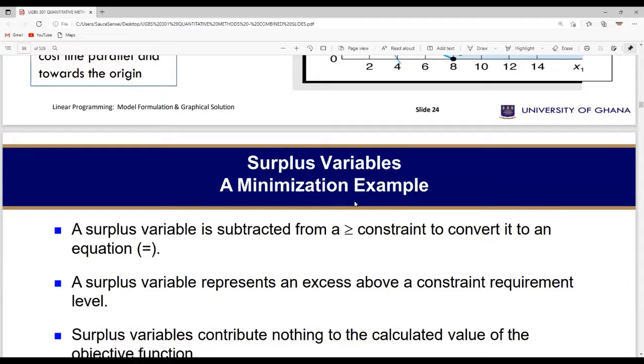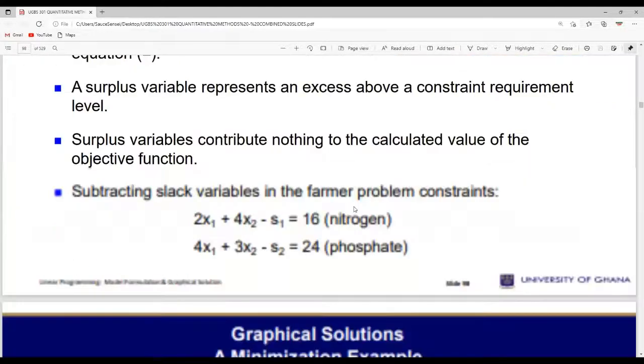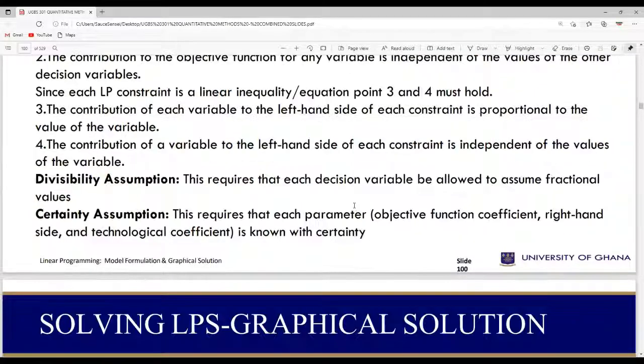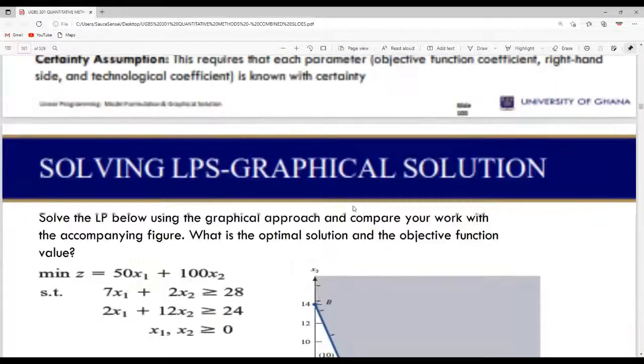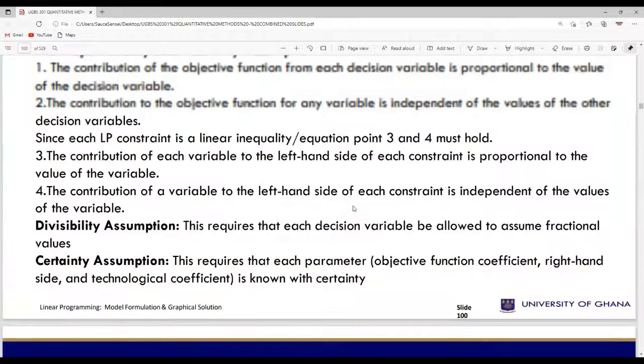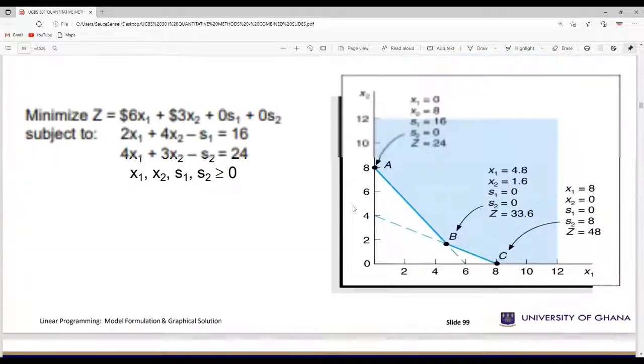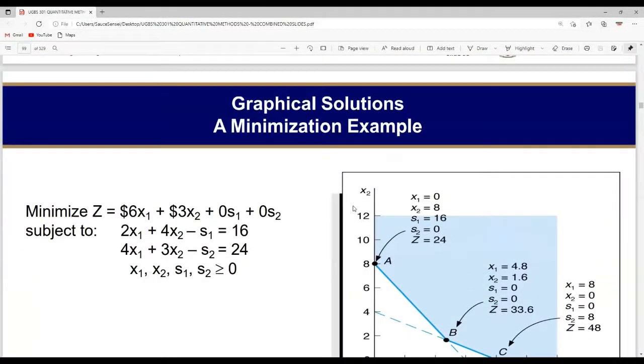Then you solve for it. If it is a maximization question, you pick the highest value. That will be your answer. If it is a minimization question, you pick your minimum. All right. So basically, this is what linear programming is about. You get it? So we've done that of LP, maximize and minimize.